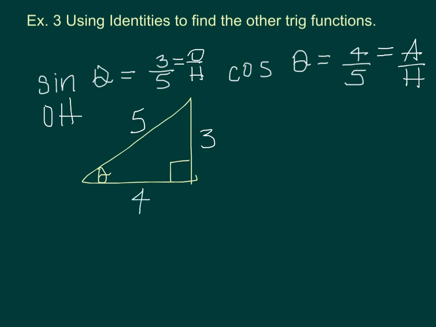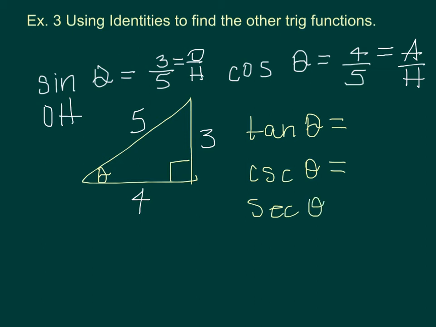Now they want us to find the other trig functions. So we're missing tangent, cosecant, secant, and cotangent. Well, tangent is opposite over adjacent. So opposite is 3, and adjacent is 4.